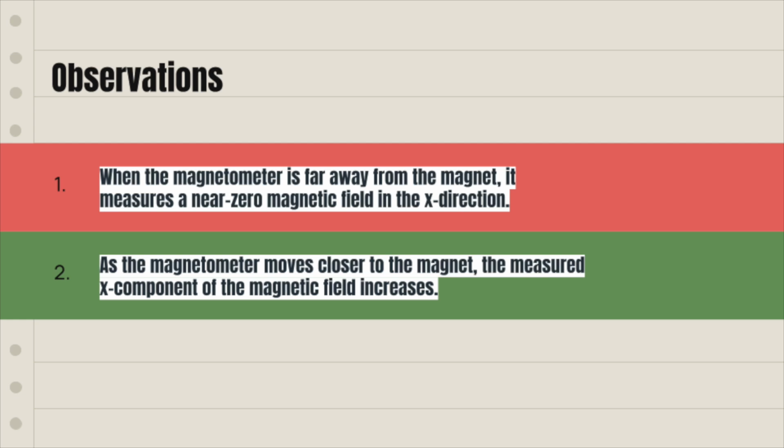Let's discuss my observations for this experiment. I found that the statement that when the magnetometer is far away from the magnet, it measures a near zero magnetic field in the x direction to be true. Additionally, the statement, as the magnetometer moves closer to the magnet, the measured x component of the magnetic field increases, I also found to be true.